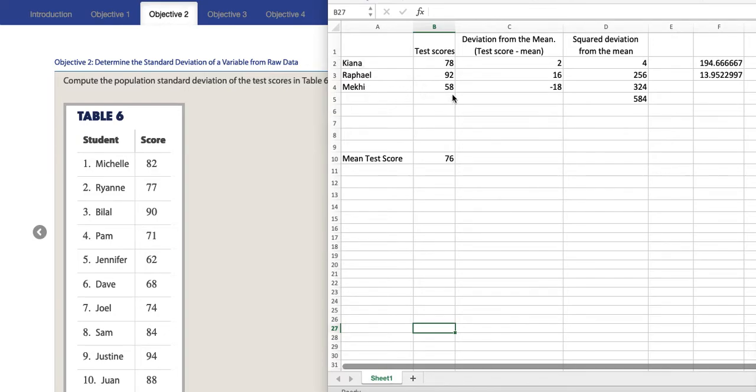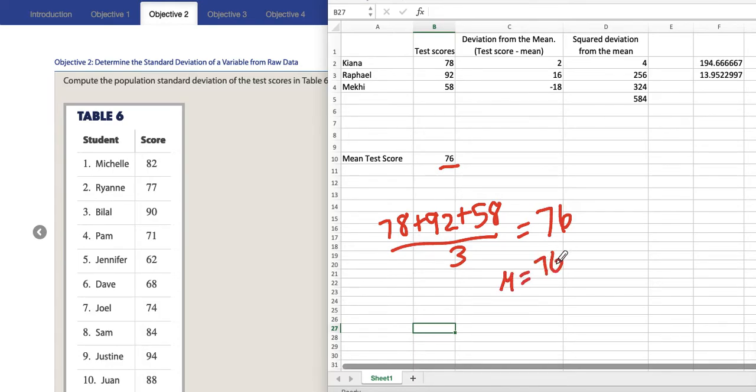And then what I did here was I calculated the mean of these 3 test scores. It's pretty easy to do. You add these 3 numbers up and then you divide by the number of numbers. So it would just be 78 plus 92 plus 58, add those up and divide by 3. And then I came up with the mean test score for these 3 students is 76. And this is called mu, so 76.